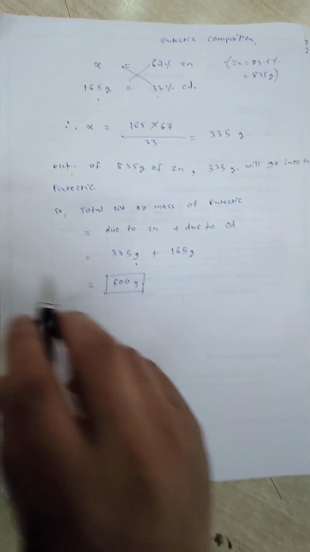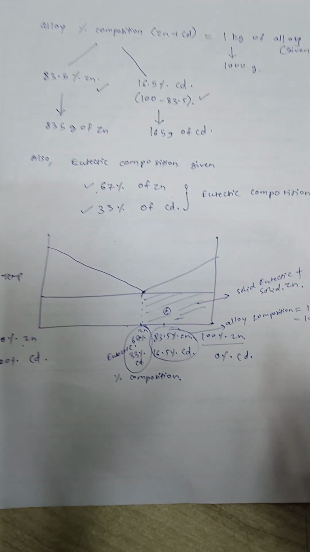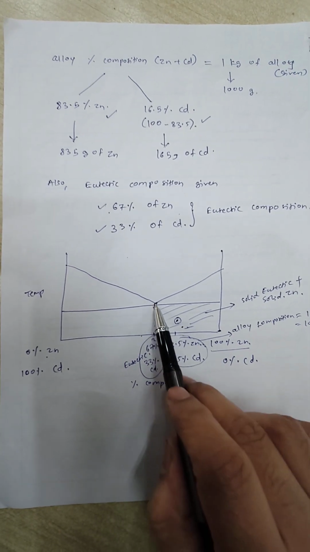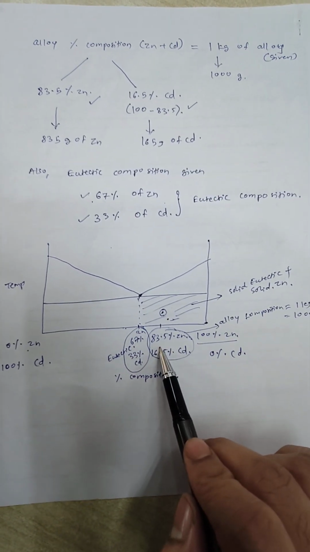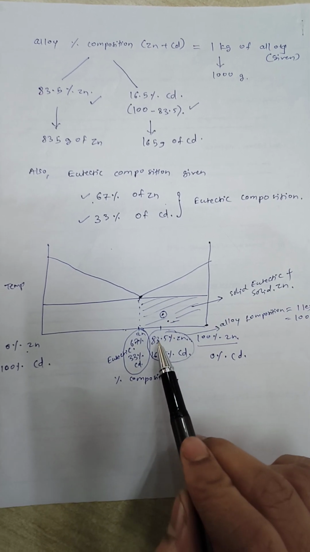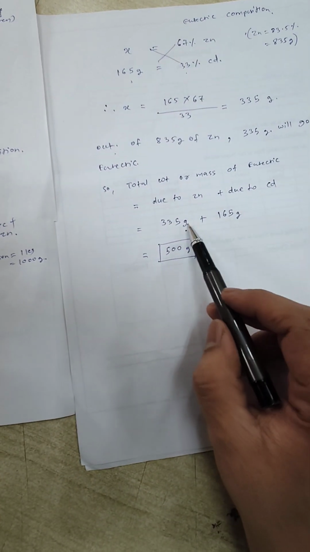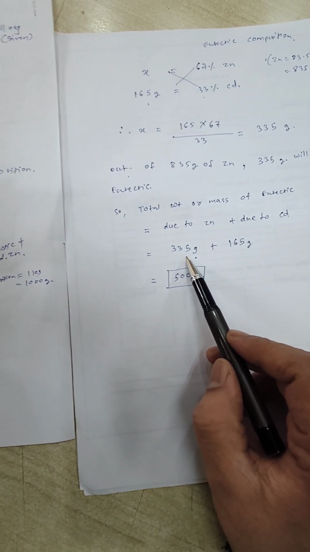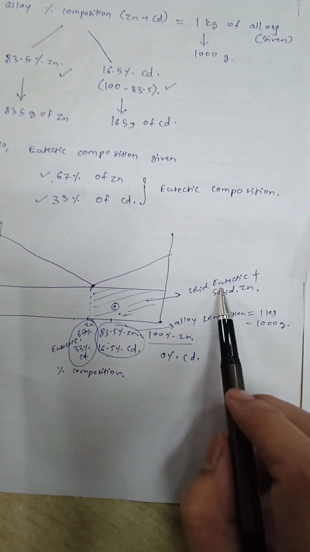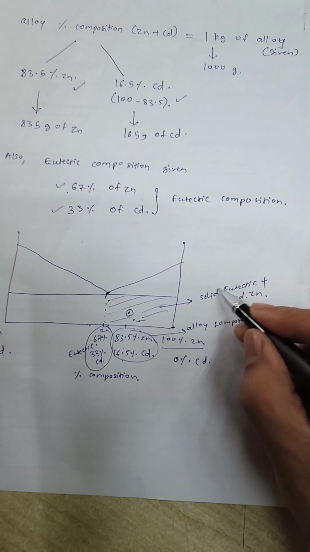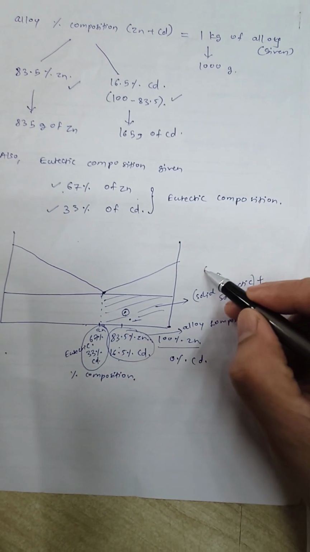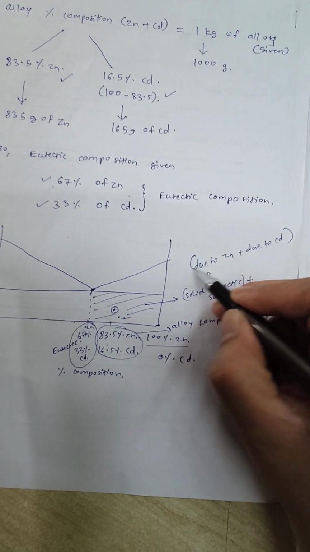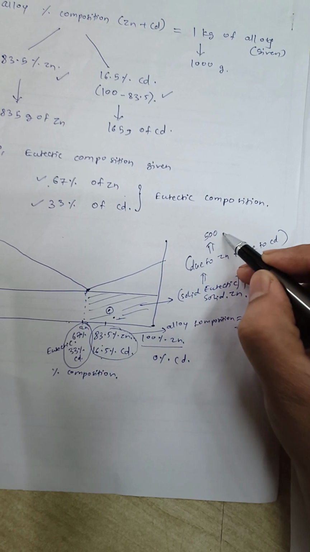Okay, now I told you with respect to this diagram, see, this point corresponds to total alloy composition, and this composition is eutectic composition. So 83.5 and 16.5 will be present in the alloy. So out of 835, 335 gram will be going into the eutectic. So what is the remaining solid? As I told you, this region consists of solid eutectic and solid Zn. So this solid eutectic is nothing but due to Zn plus due to Cd, and this is nothing but 500 gram.